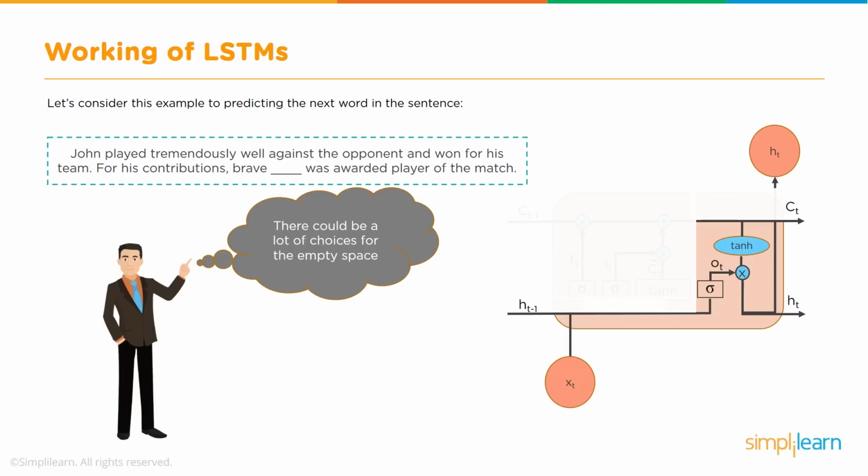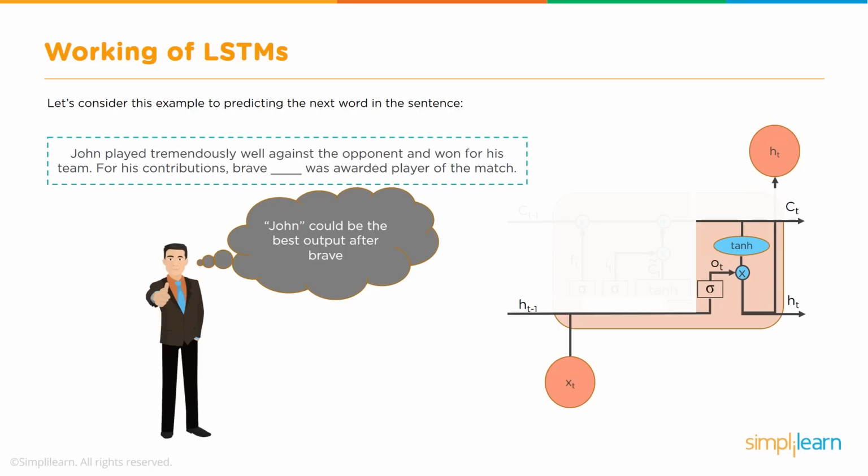There are going to be a lot of choices for the empty space. The current input, brave, is an adjective. Adjectives describe a noun. John could be the best output after brave. Thumbs up for John, awarded player of the match. And if you were to pull just the nouns out of the sentence, team doesn't look right, because that's not really the subject we're talking about. Contributions, brave contributions, or brave team, brave player, brave match.